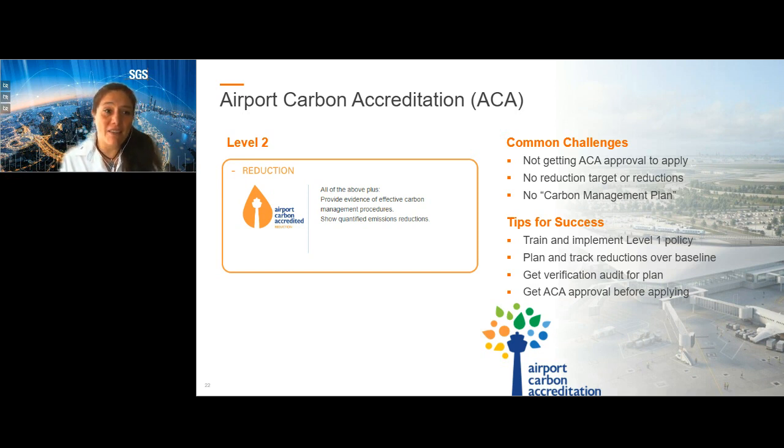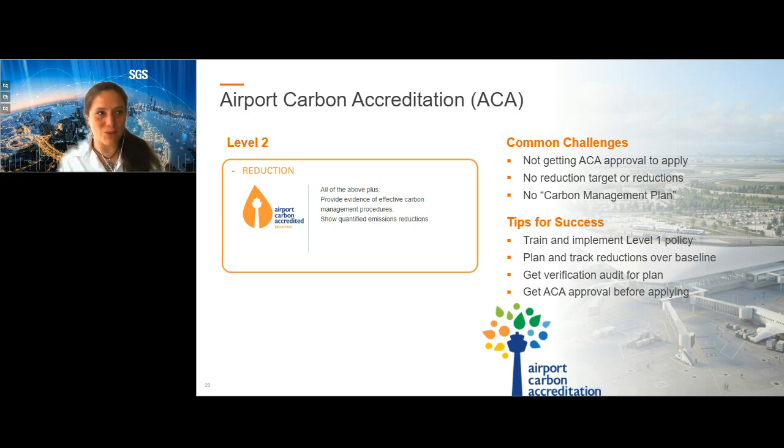Another thing is that maybe companies didn't set a target or a reduction. There's one question at the Airport Carbon Accreditation portal that tells you if your reductions will be measured absolute, that means the total footprint of the airport, or relative, that means depending on the number of passengers, for example. So at level 1, really, it doesn't matter, because anyway, you don't have a reduction yet.